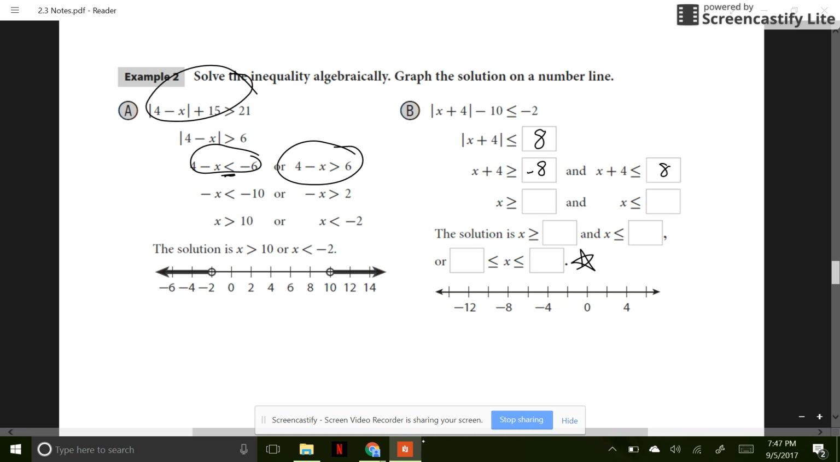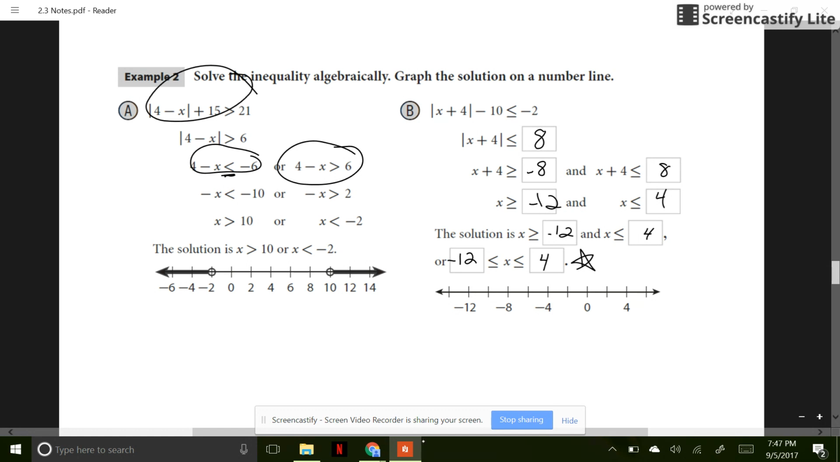So then we can subtract 4. X is going to be greater than or equal to -12. Subtract the 4 over here. X is going to be less than or equal to 4. So those are our values here. And we can make it just into one long phrase here. X is going to be greater than or equal to -12, but less than or equal to +4.